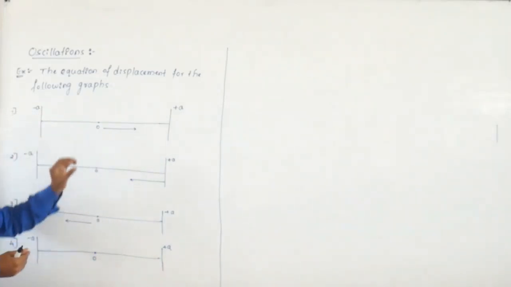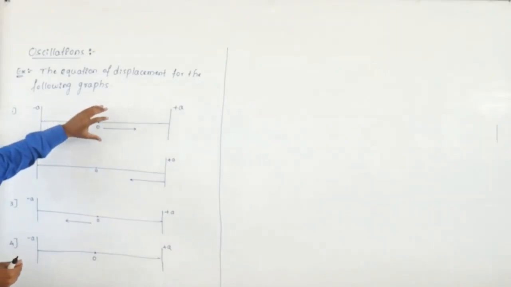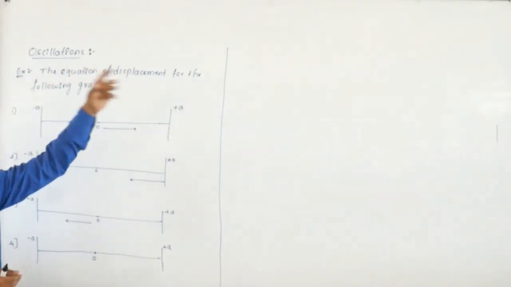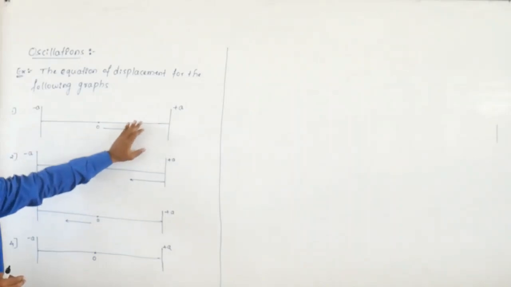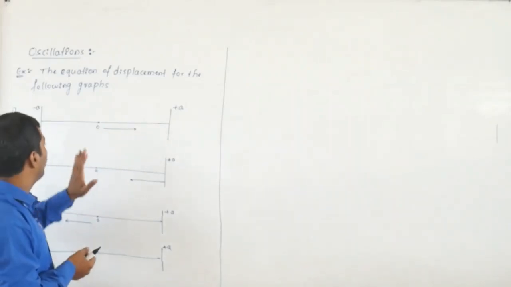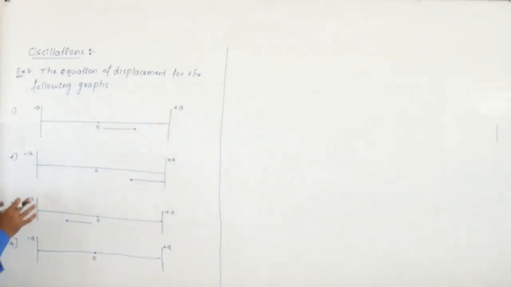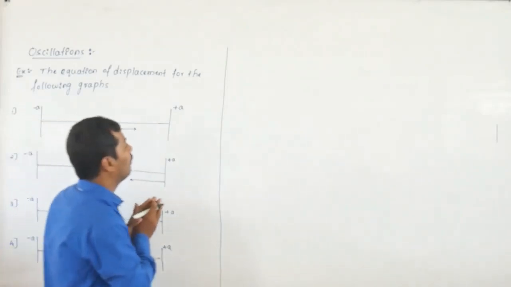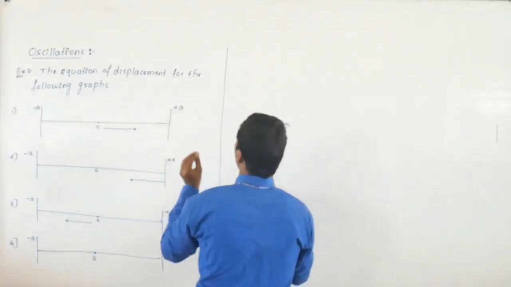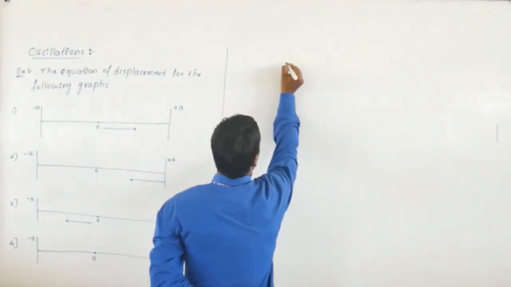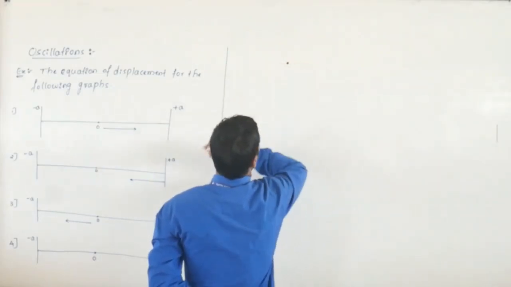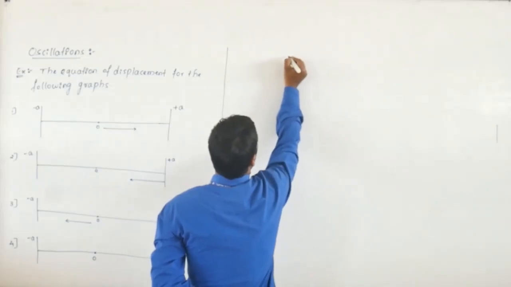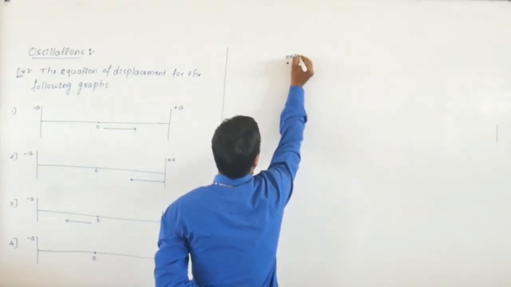Then you can write the equation of the velocity and the acceleration also by using the displacement. Now, the first one. One form is very important. We have to remember one point. Consider this is a mean position of a particle.